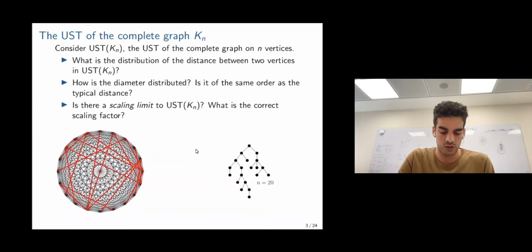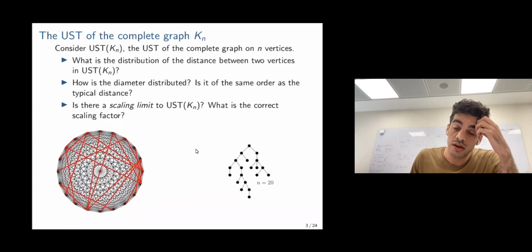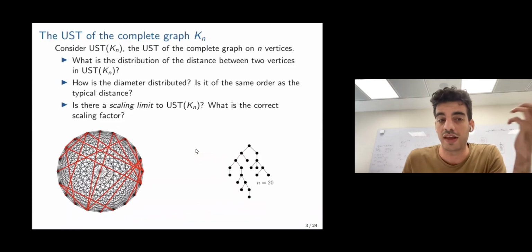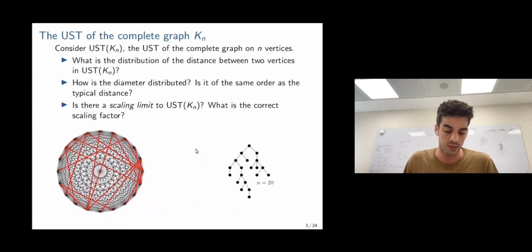And then the third question that can answer the first two is there a scaling limit to the UST of Kn? If so, what is the correct scaling factor? And also, in what sense do we take this limit? We have to speak of some topology for this limit to make sense somehow. And you can see the not very interesting sample of K20 in this slide.